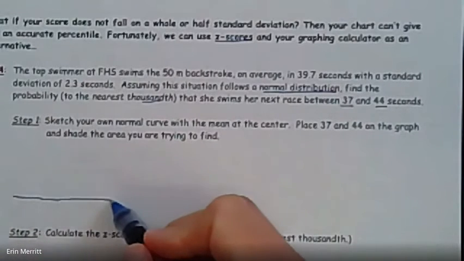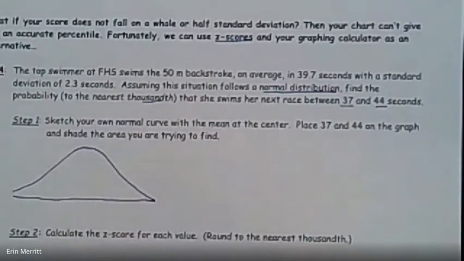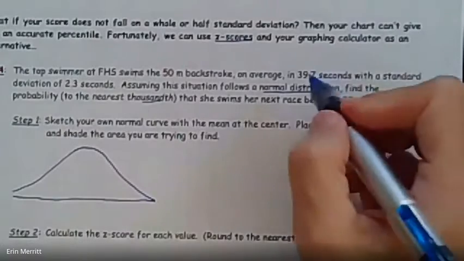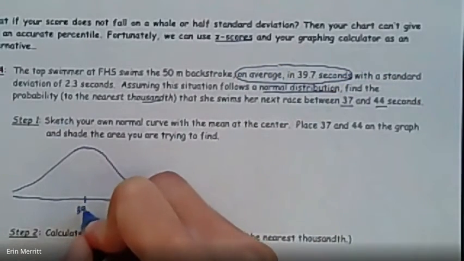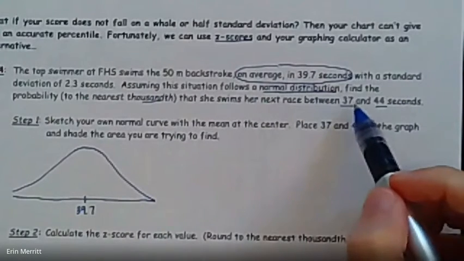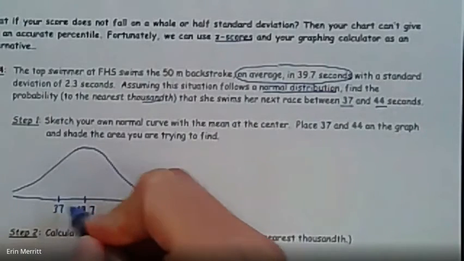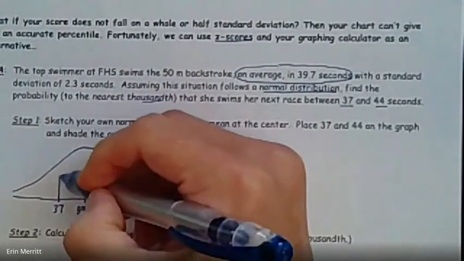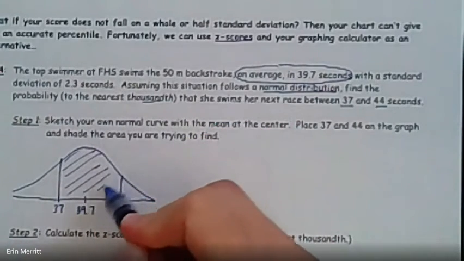All right. If we draw our normal curve, do your best. Sometimes they come out a little lumpy. It's okay. We won't judge. So on average, 39.7 seconds. So dead center is the 39.7, right? And then it's saying, what's the chance that she swims between 37 seconds and 44? So 37 would be below it, 44 would be somewhere above it. It doesn't have to be drawn perfectly to scale, but I want you to draw vertical lines, and we're going to shade off that area in between here.